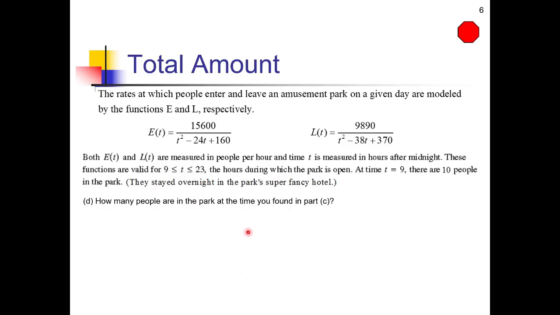For the final part of this problem, they want to know how many people are actually in the park at the time we found in part C. I mean, we found when the max number of people occurs. What is the max? So when you're doing this, just something to consider.